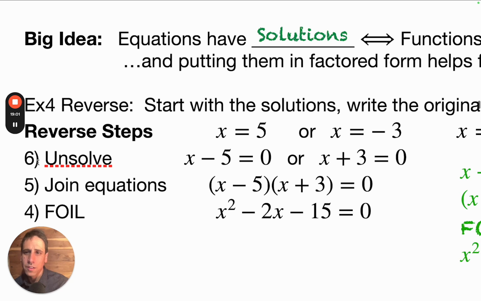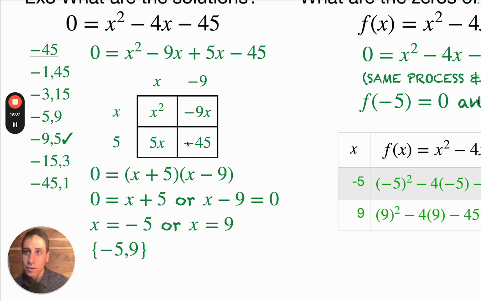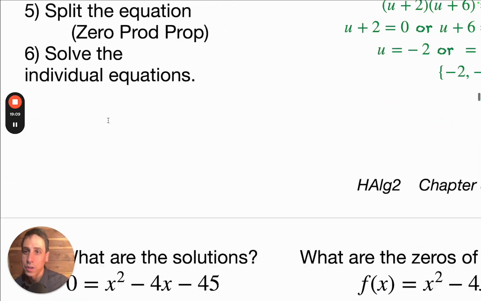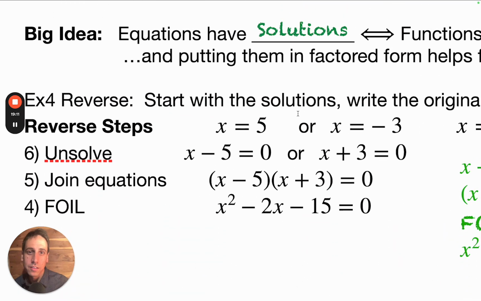First thing. So let's unsolve. Let's reverse step number 6. Step number 6 was solve the individual equations. Well, let's reverse that. Let's bring the 5 back over. Let's bring the 3 back over here. And then let's join those two different equations into one complicated equation. This is now factored form. We reversed the zero product property to get this.